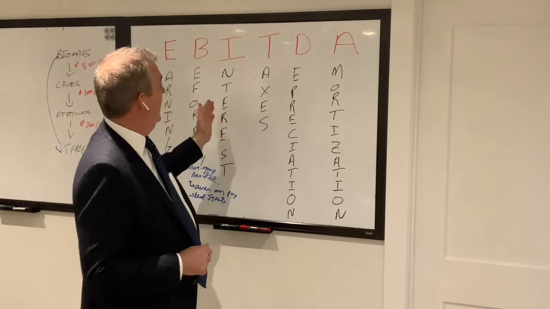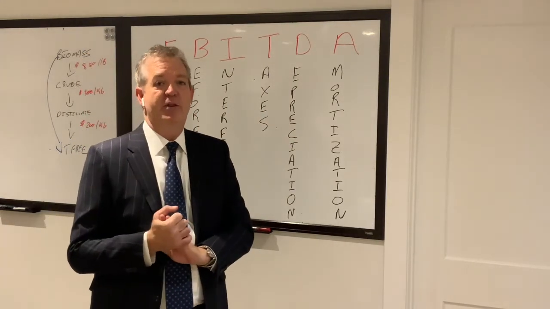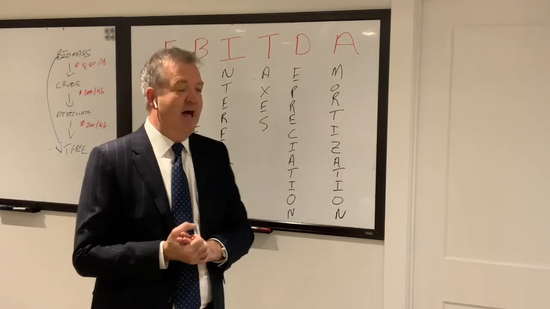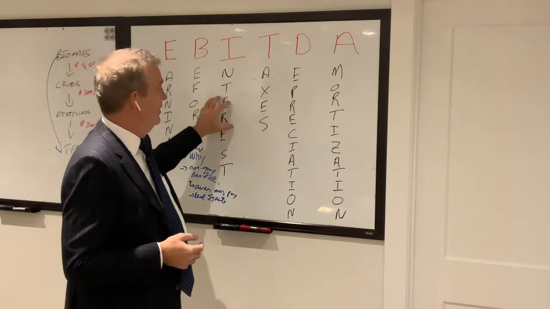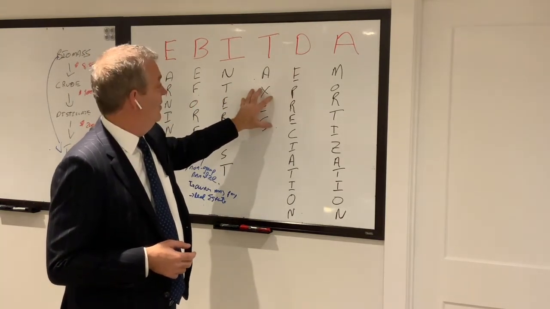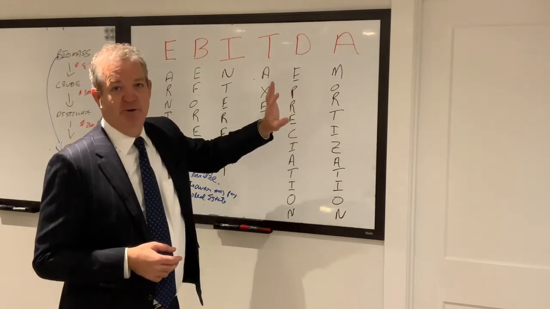And when you add back interest, taxes, depreciation, and amortization, those four things, you come up with EBITDA, which is earnings before those items that you just added back. Interest, of course, is interest that you're paying on your debt. Taxes are your income taxes that are on your income statement. Depreciation and amortization are effectively the same thing.